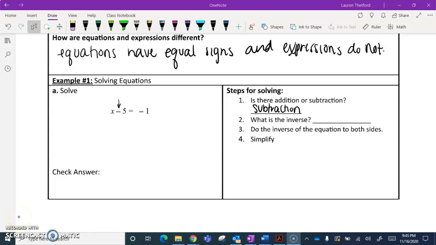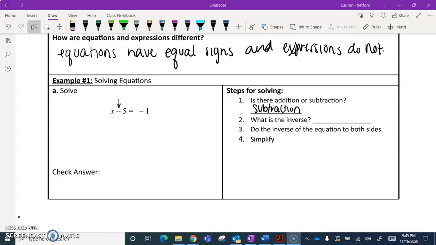We are looking at example 1, and so we are going to start solving equations. So step 1 is to look for addition or subtraction. We can see over here that there's a subtraction sign because we have x minus 5. So there is subtraction happening in this equation. What is the inverse? Well, the inverse is the opposite of subtraction.